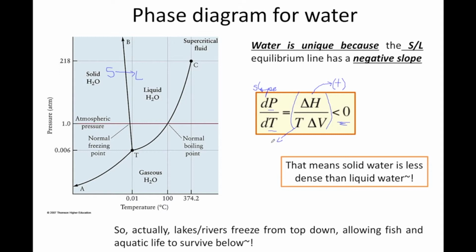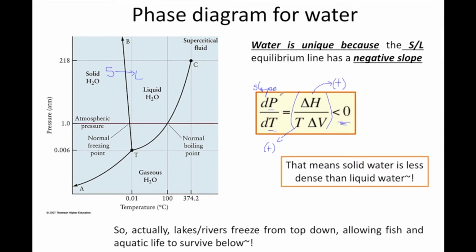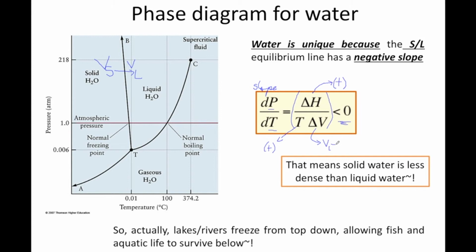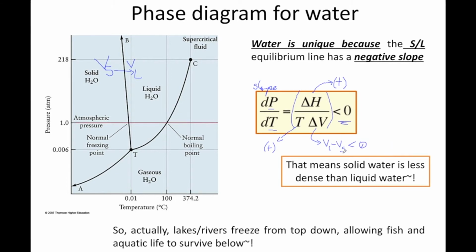The temperature is also positive in the absolute scale. Now, if this is positive and positive, in order to make the slope negative, then this one has to be negative. And that delta V, going from the volume of the solid to the volume of the liquid, is going to be the volume of the liquid minus the volume of the solid. That has to be negative. And that can only be negative if the volume of the solid is larger than the volume of the liquid.